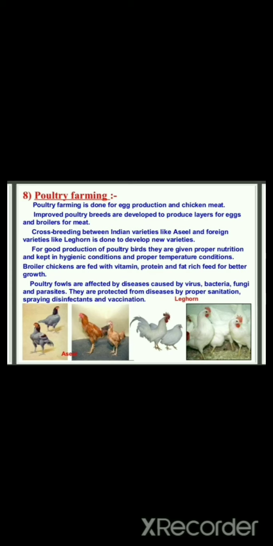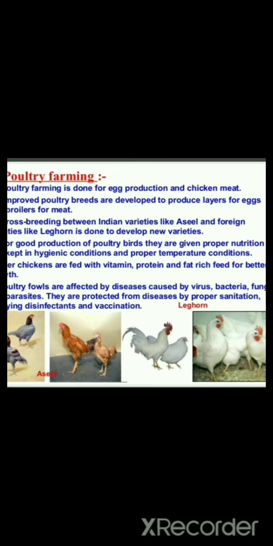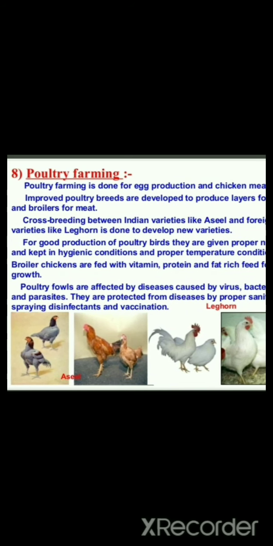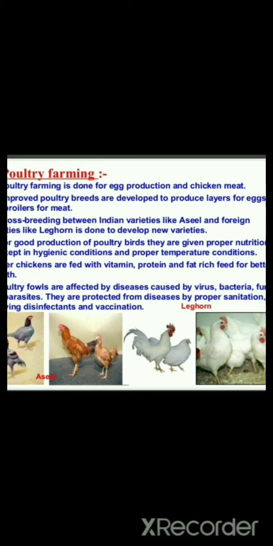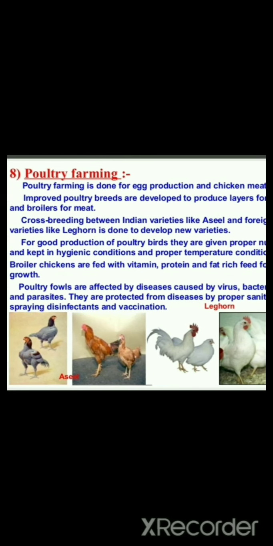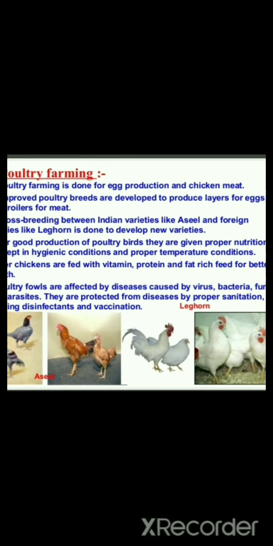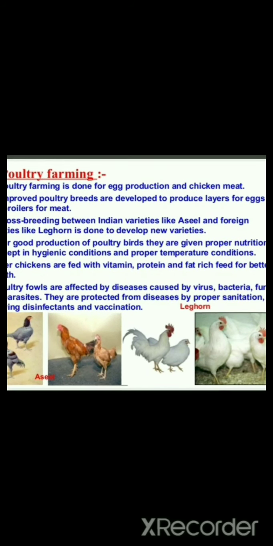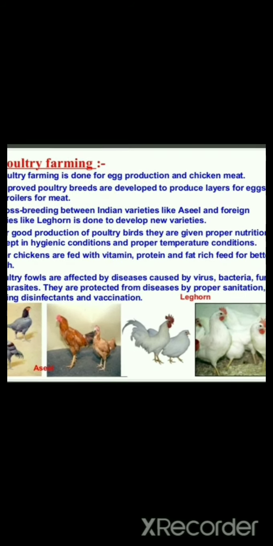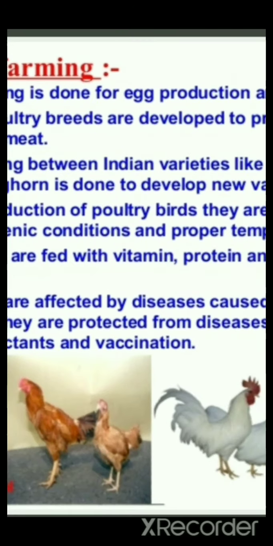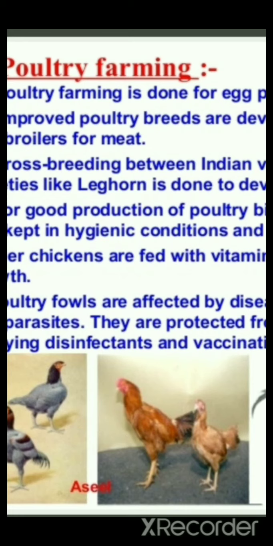Next is poultry farming. As you know, poultry farming means rearing of hens for the production of meat and eggs. Improved poultry breeds are developed to produce layers for eggs and broilers for meat. So there are two types of poultry. One is layer. Layers are reared for production of eggs, and broilers have good quality flesh, so they are reared for the production of meat.